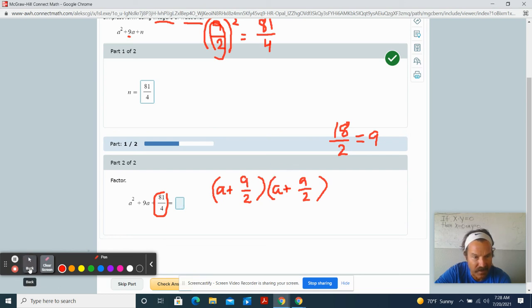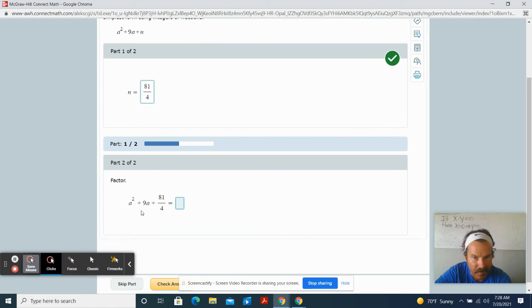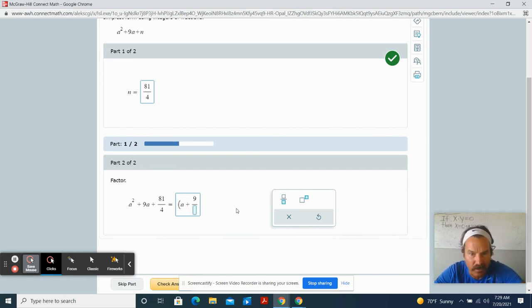So when you type this in, you can just use the parentheses, A plus, and then you can use this fraction tool here, and it's going to make the 9, or you can type in the 9, but it'll make the fraction. 9 over 2 in your parentheses, and then make sure to put the squared term. Okay.